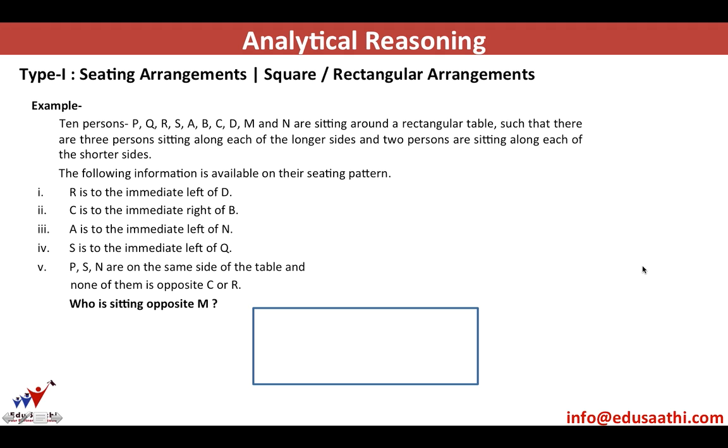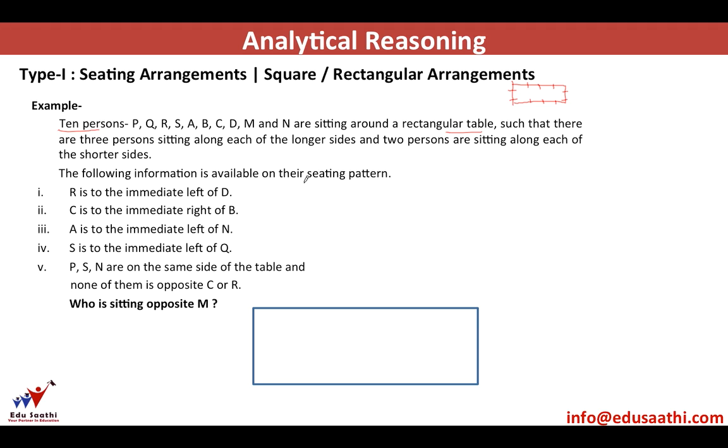Let's look at a rectangular arrangement now. Seems to be a tough one. In this, there are 10 people around a rectangular table. If I draw a rectangular table over here, there are 3 people on the longer edges: 1, 2, 3; 1, 2, 3. And 2 people on the shorter edges: 1, 2; 1, 2. This is a rough diagram, a rough skeleton that I'll be making out of it.